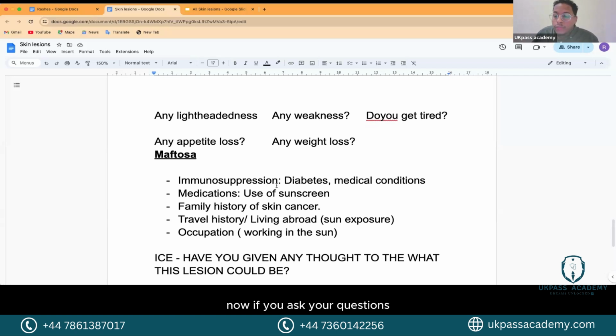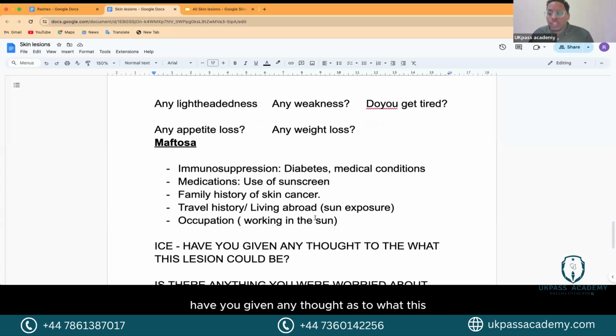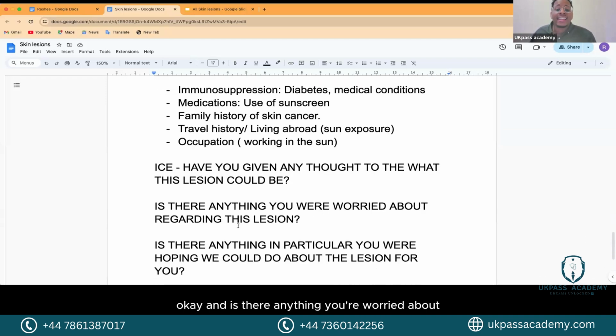Now, if you ask your questions well, you're going to be fine because you just need to do your ICE, right? Have you given any thought as to what this lesion could be? Okay, and is there anything you're worried about in regards to your lesion at the moment? Okay, and is there anything in particular you were hoping we could do about the lesion for you today? So that's generally how it goes.